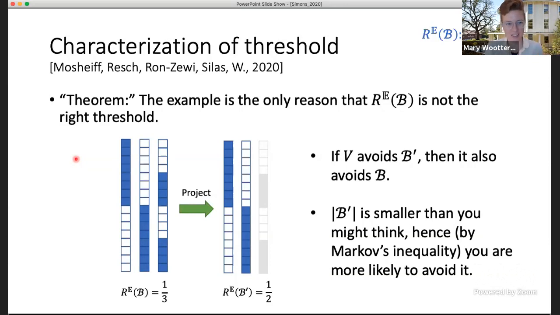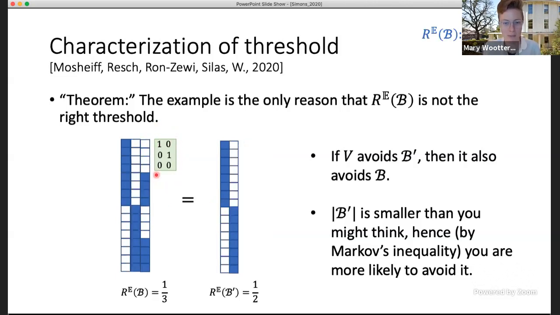I need to generalize it just a little bit. So let me write this projection not as just dropping a thing, but as multiplying by some projection matrix. And then I'm going to generalize just a smidge by replacing this projection matrix with any old matrix. And now this is actually as general as I need to be. This is the only reason that the expectation threshold is not the right threshold: there's some little matrix A that I can multiply by to get some set curly B prime, so that curly B prime is smaller than you might think. Or equivalently, that the expectation threshold for curly B prime is larger than you might think.